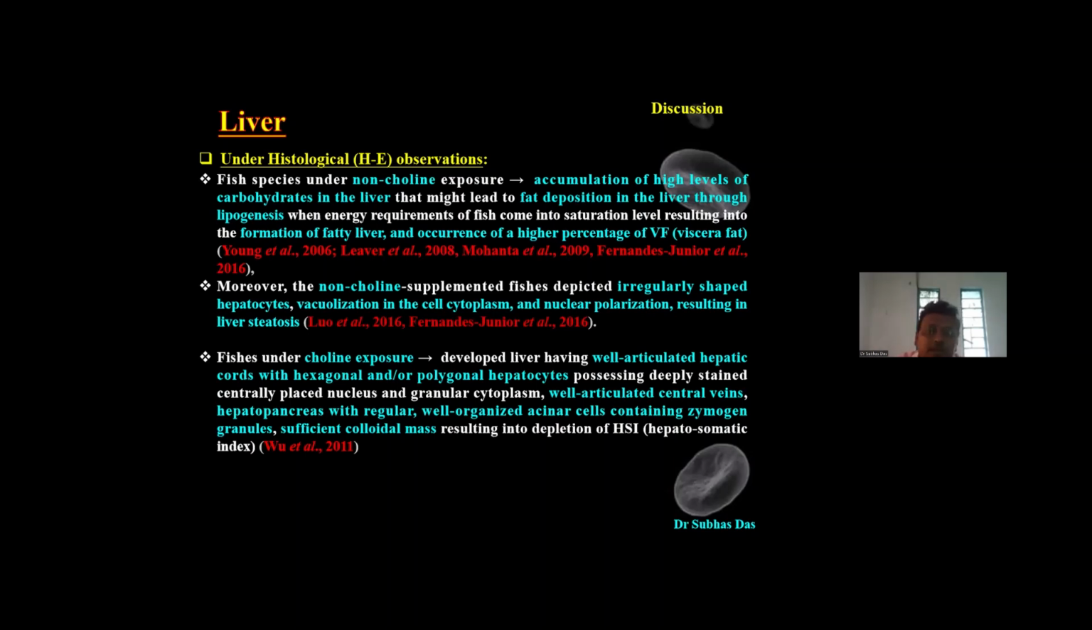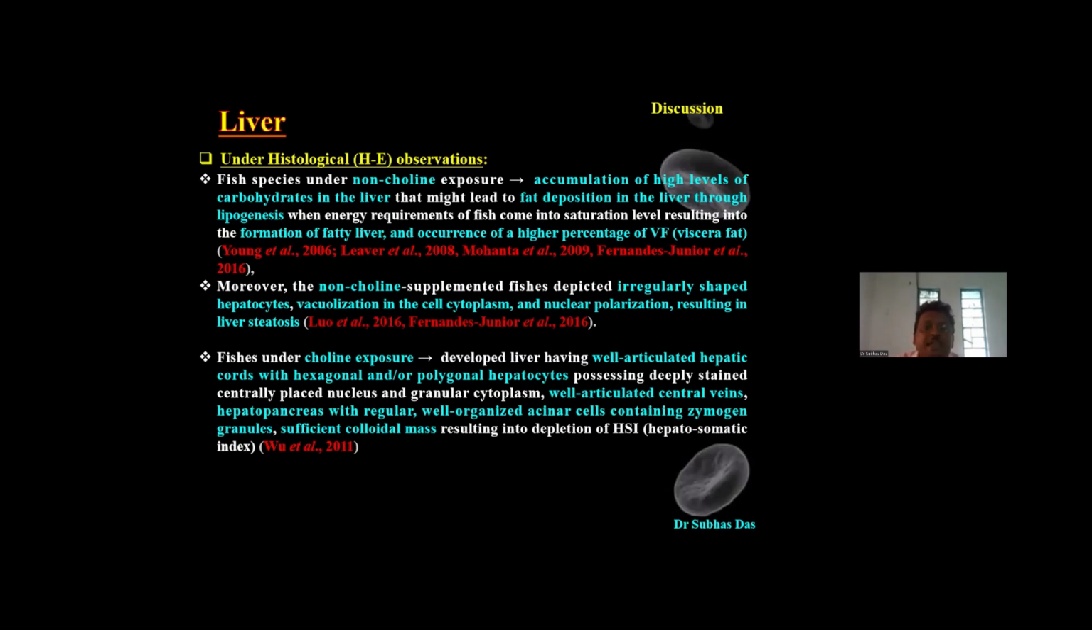So under the choline exposure, you can see the well-articulated hepatic cords with hexagonal and polygonal hepatocytes possessing deeply stained centrally placed nuclei and granular cytoplasms, well-articulated central veins, and hepatopancreas with regular, well-organized acinar cells containing zymogen granules, sufficient colloidal mass.